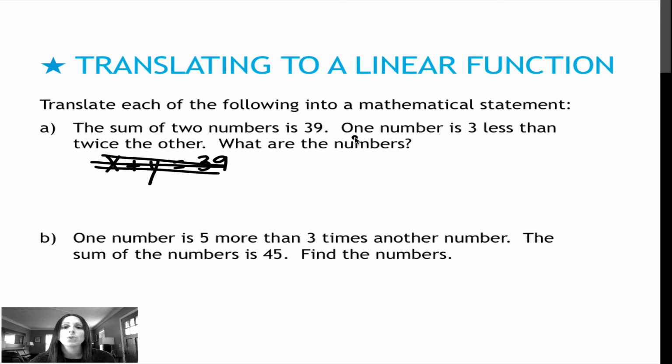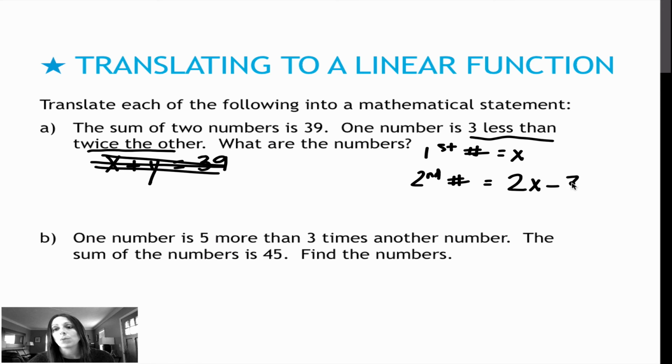So try to avoid using two different variables. So instead, notice they give me this extra information that's giving me a little bit more about how the two values are related. So I'm going to call my first number x. And you could use any variable you want. I'm going to call it x. Now I'm going to write my second number in relationship to x. So notice it says one number is 3 less than twice the other. 3 less than twice the other. So if it was just twice the other, that would be 2 times whatever the other one is, and the other one is x, so 2x. But now I want 3 less than that. So that would be minus 3.